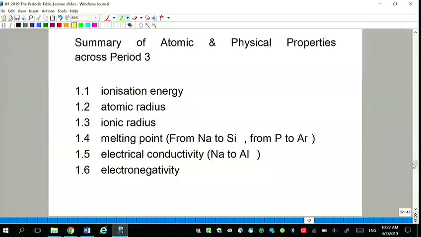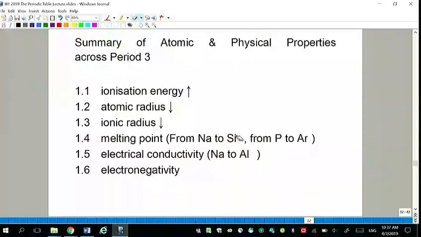Can you quickly take note whether it is increase or decrease, i.e., across the period? Ionization energy increases. Atomic radius decreases. Ionic radius decreases. For ionization energy, atomic radius, and ionic radius, you'll be using nuclear charge, shielding effect, and also effective nuclear charge.